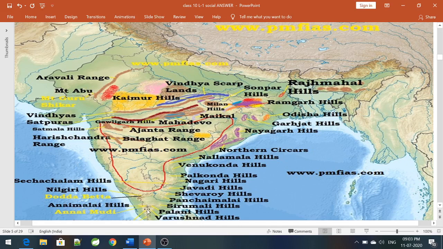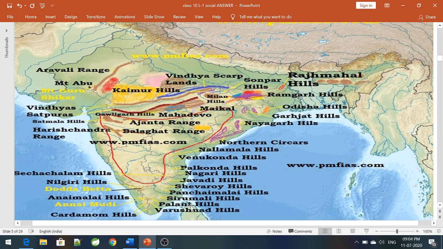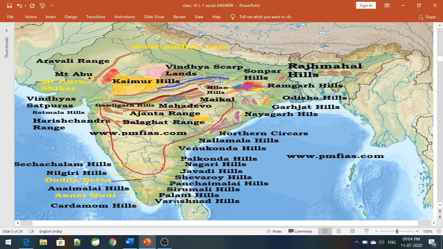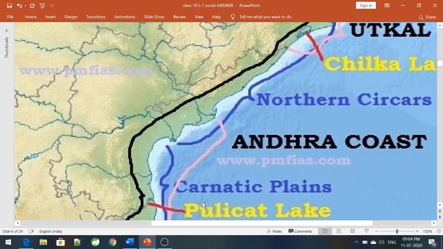And see here Anamalai Hills, Anaimudi and Doddabetta. Srisailam Hills, this is very famous. All this. Pancha Malai Hills, here. Sirumalai Hills, Palani Hills, Varushanad Hills. Next one.